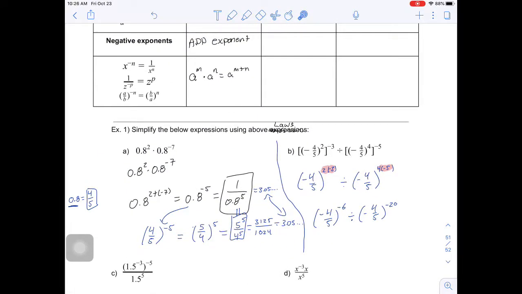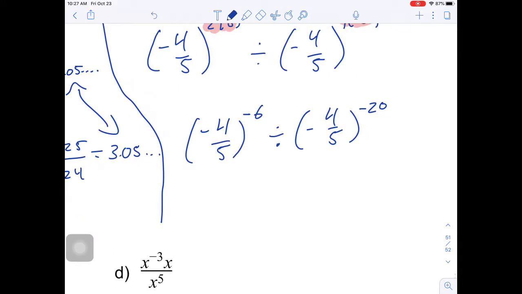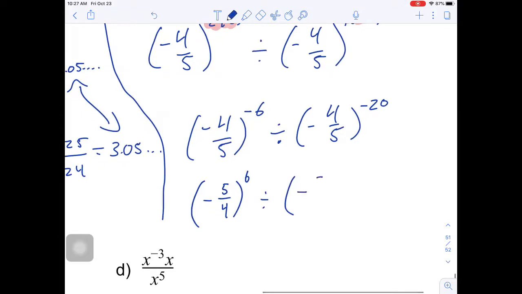Now from here, what should I do next? Well, I have negative exponents. Again, we don't really like negative exponents, so let's make those positive. In both of these I have quotients. So since I have quotients in both of them, I am going to just simply take the reciprocal and flip my fractions to make that a positive exponent. So this will become negative 5 over 4 to the power of positive 6 dividing negative 5 over 4 to the power of positive 20.